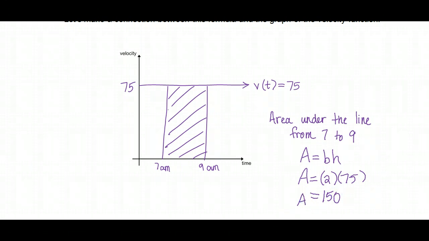So what I'm trying to make is the connection between distance equals rate times time, and another representation, the area under the line, which makes a rectangular region. Here's your rate, your time goes across. So think of the rate as the height of the rectangle, and the time as the base. Anytime you have a constant velocity, it will always be a rectangular region.